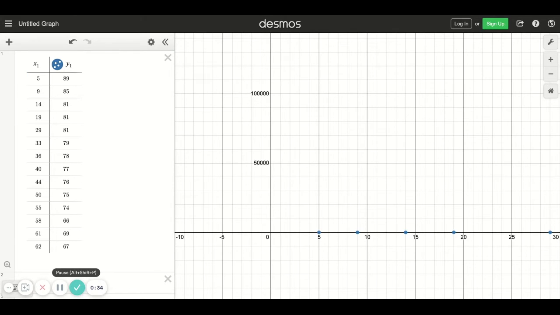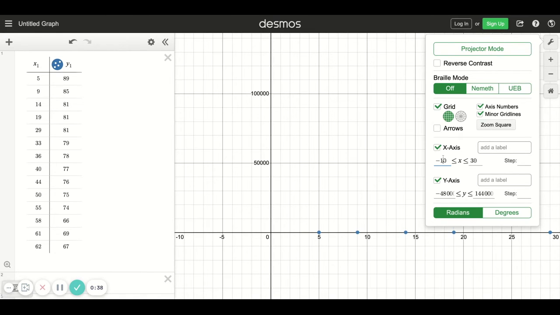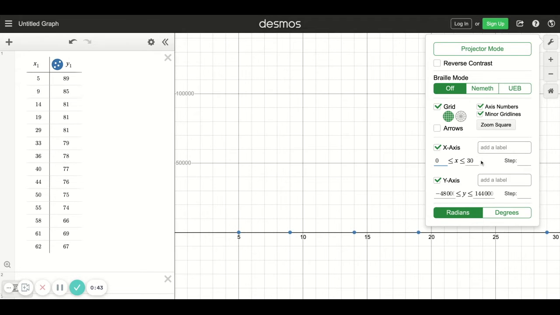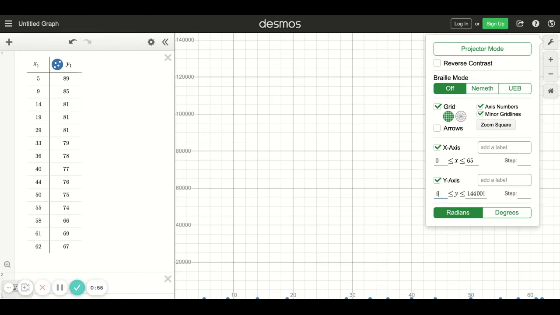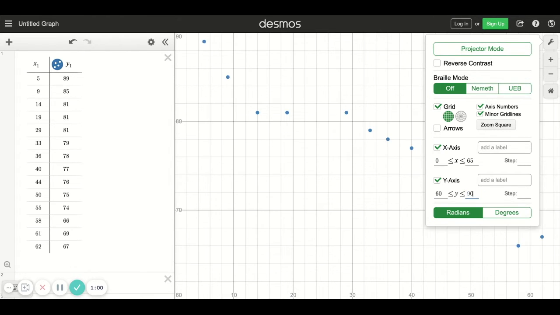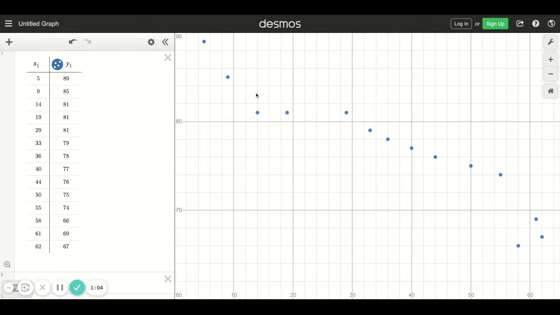Now that you have all the information in the table, we're going to go ahead and at least look at it. But real quick, we're just going to set up our mins and maxes for the x-axis. So we're just going to go from 0 to 65 to capture all the x values in our table. And then on the y values, we'll go ahead and go from 60 to 90 here to capture all of those. And we can kind of see what's happening here as we see this square that Desmos is giving us. It's looking pretty linear here.